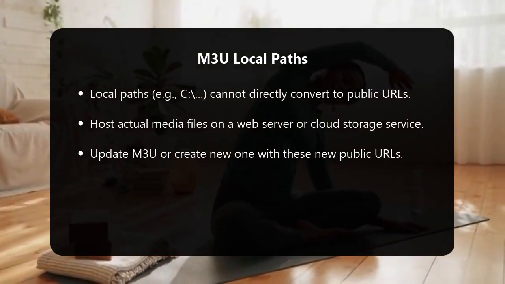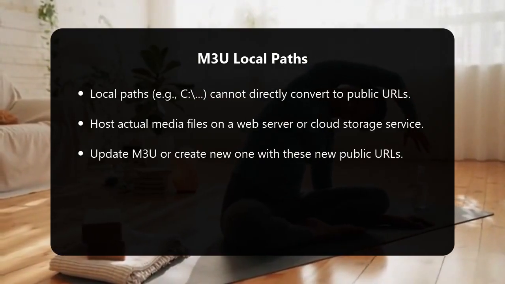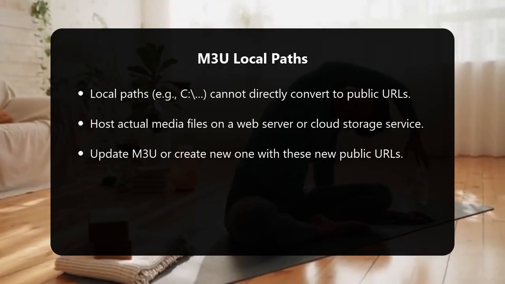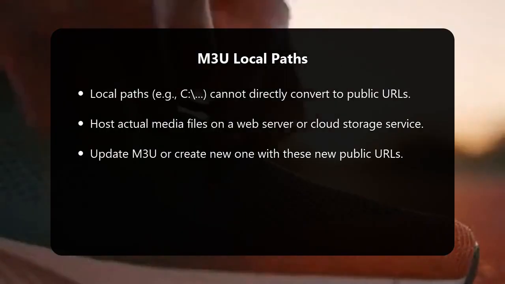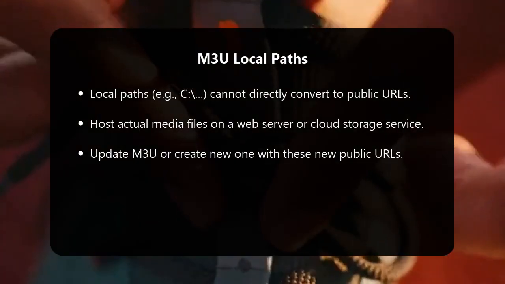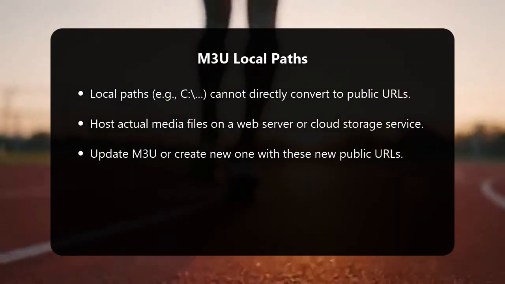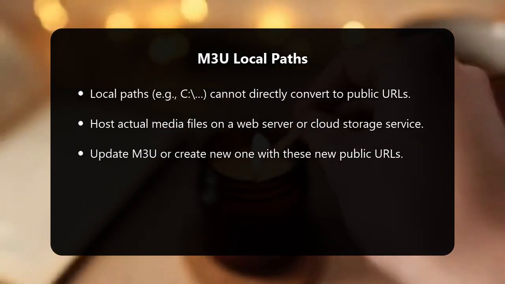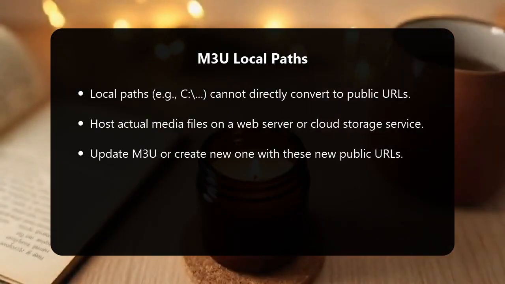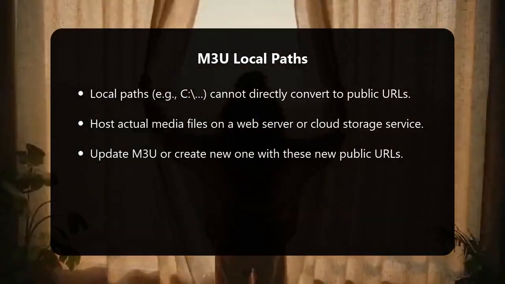Always double-check the extracted URLs for validity, as M3U files can sometimes contain outdated or broken links. Ensuring the media is accessible at the URL is a separate step from merely extracting the text. Understanding the distinction between merely extracting existing URLs and making local content publicly available is key to successfully working with M3U files. This process empowers you to manage your media playlists more effectively, share specific streams, or integrate them into other applications.